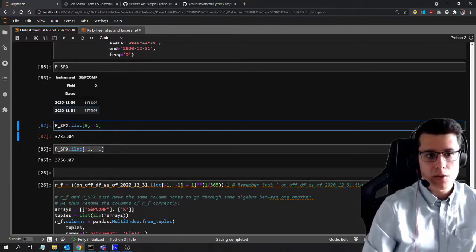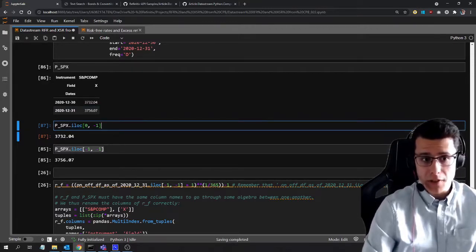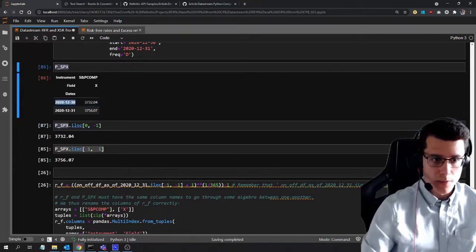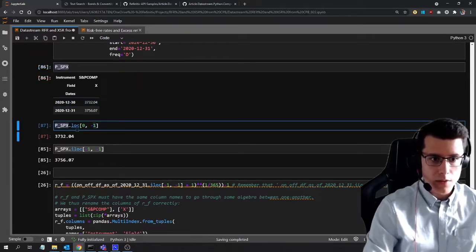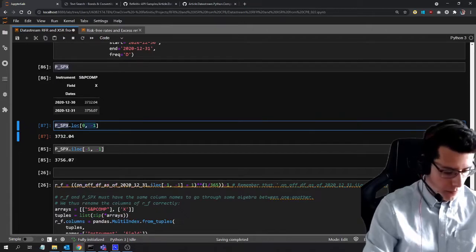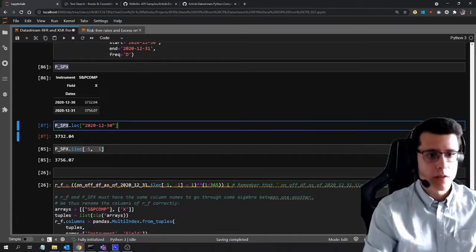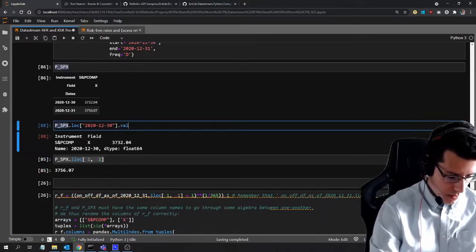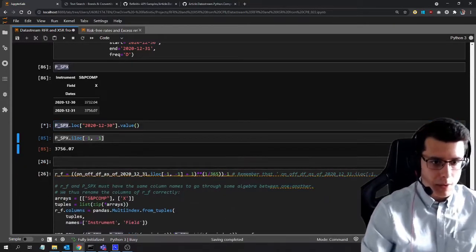So at least P underscore SPX clearly shows that we're looking at the S&P 500 price. So I don't need to show anything about that. Let's try instead and use loc. So loc is another one you can use as opposed to iloc. And I believe this should work. Yes, but we want the value. So dot value. Oh, now it's becoming a bit confusing, isn't it?